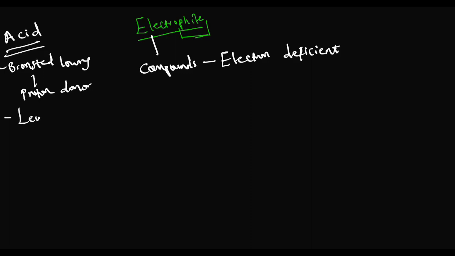The way Lewis defined an acid and a base is very, very peculiar, very unique. He said that an acid is an electron pair acceptor. Please take note of it. An acid is an electron pair acceptor. So that's what an acid is according to Lewis.